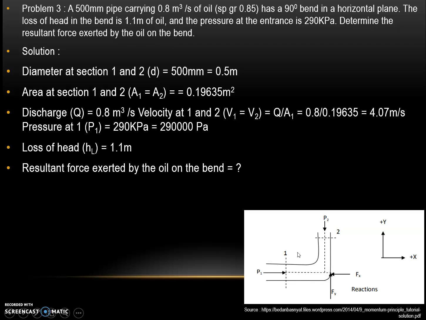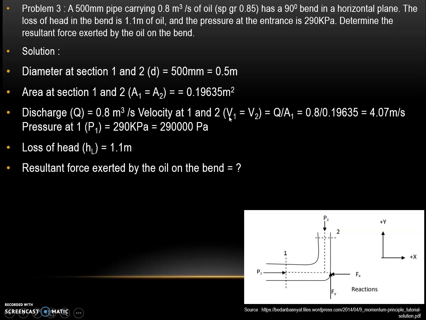The pipe is of uniform diameter, so the diameter at section 1 and at section 2 is equal to 500 mm, which is equal to 0.5 meter. Area at sections 1 and 2 is the same, so A1 equals A2, which is equal to pi by 4 d square. D is 0.5, so we get A1 and A2 as 0.19635 square meter.